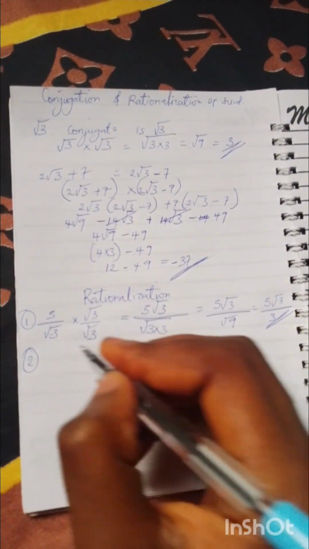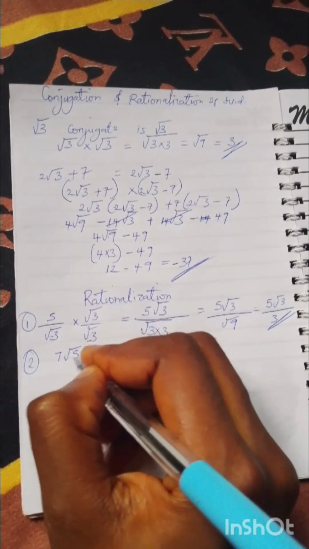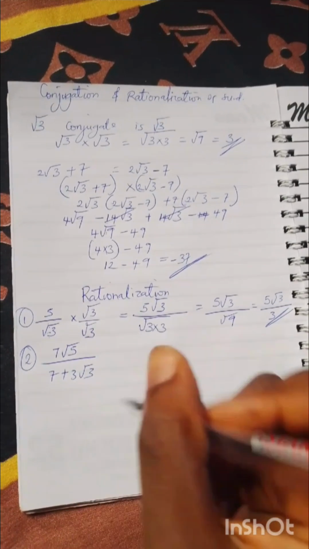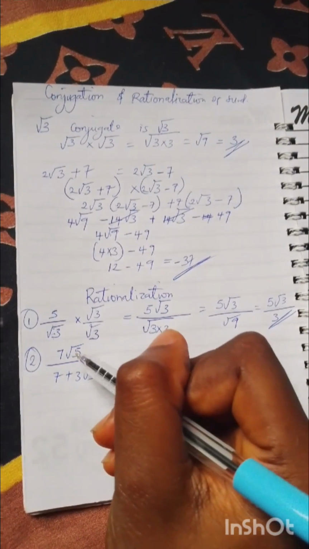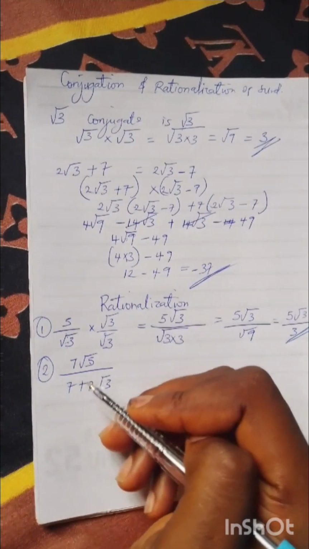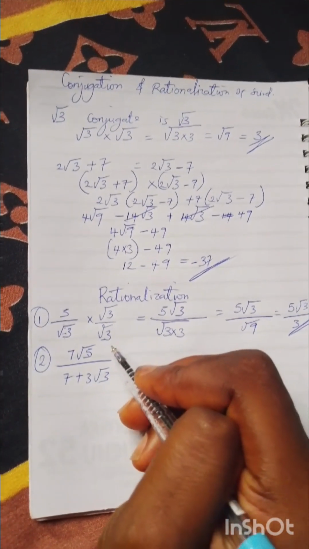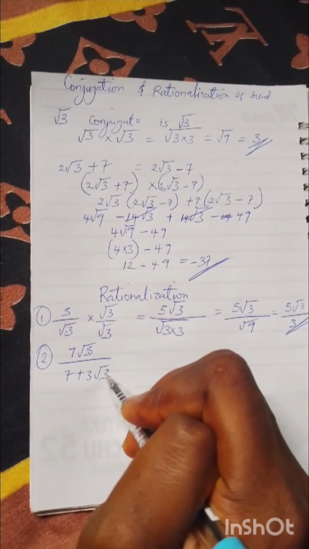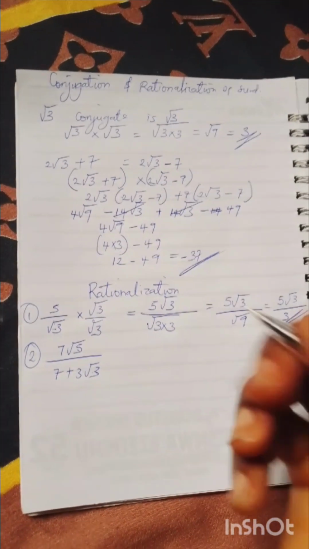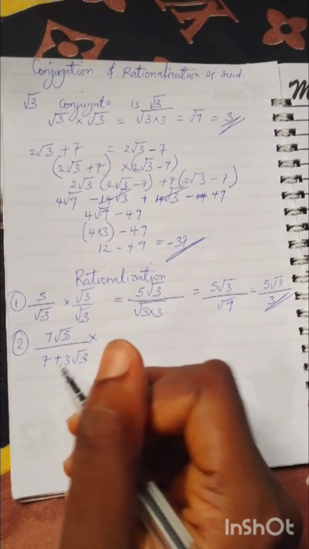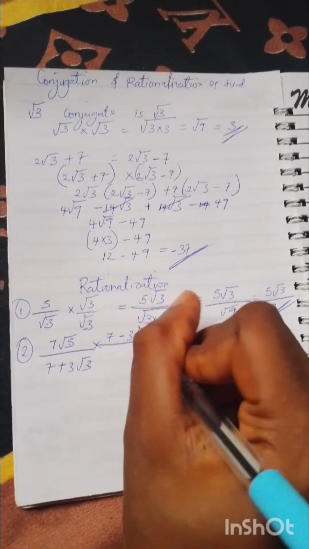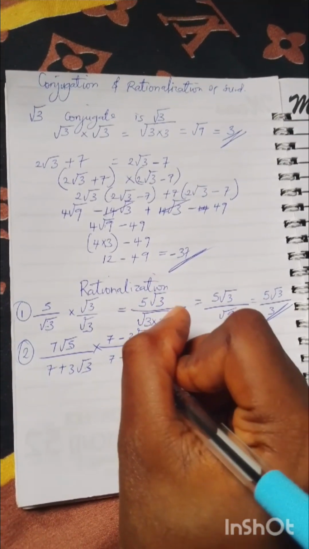If I have 7 root 5 all over 7 plus 3 root 3. Now, as you can see for this question, the numerator has a surd and the denominator also has a surd. So to rationalize this, all you have to do is multiply both the numerator and the denominator by the conjugate of the denominator. Ignore the numerator. So now the conjugate of this denominator here is 7 minus 3 root 3. So use it to multiply both the numerator and the denominator.